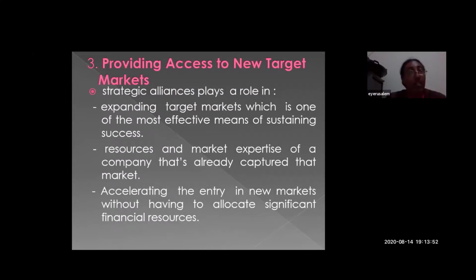And the third role that strategic alliance plays is providing access to new target markets. This is the other role that strategic alliance plays.